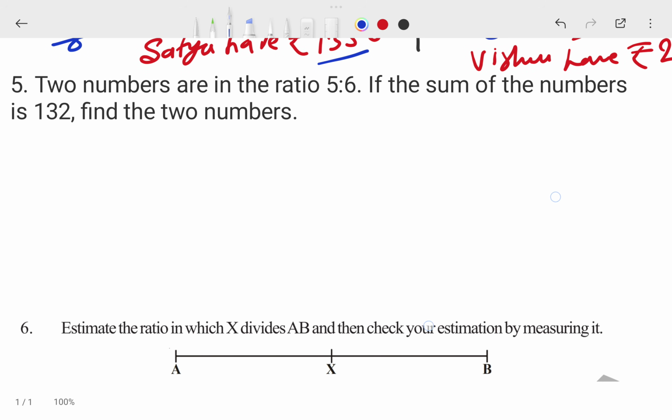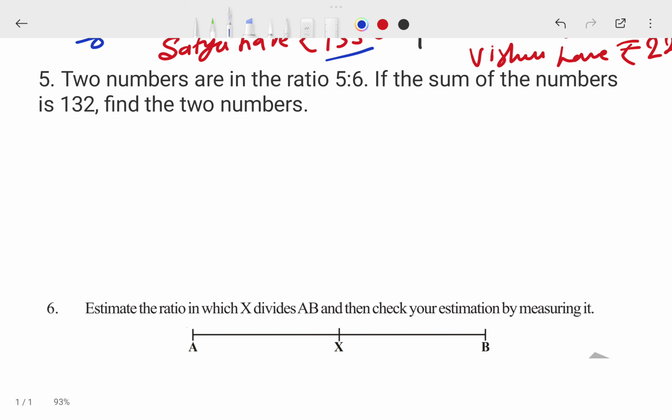Okay, so let's do this one. The fifth question is telling us that two numbers are in the ratio 5:6. The sum of the numbers is 132. Find the two numbers. In this question also, it's not very complicated, it's a very easy question. It's telling the same thing: the ratio of the two numbers is given.